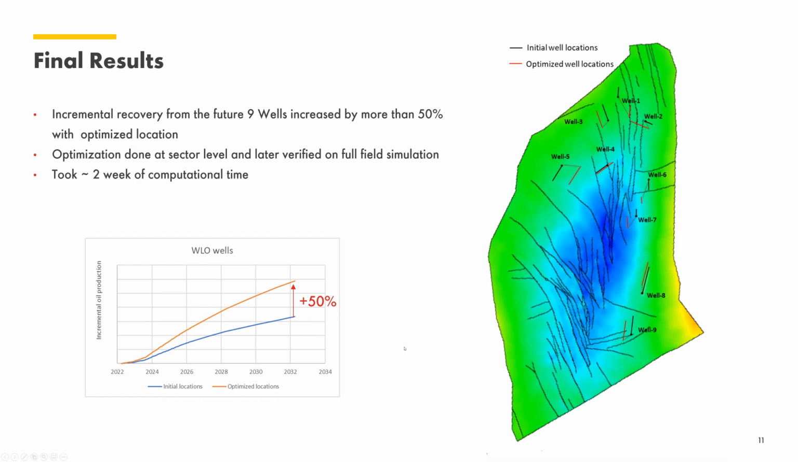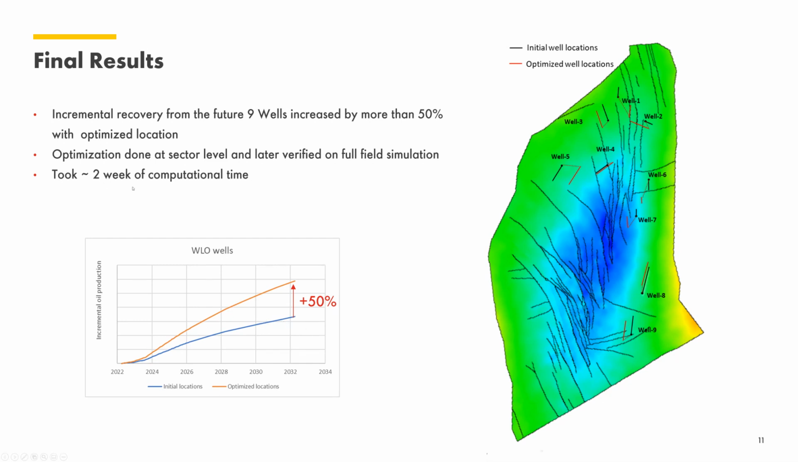So we basically ran this optimization on each of those sectors. We got optimized well locations, then we reran the full field simulation with the new optimized locations, and we compared the incremental between the initial and optimized locations. In our case, we found more than 50% increase in the incremental ultimate recovery. So it was definitely worth the exercise.